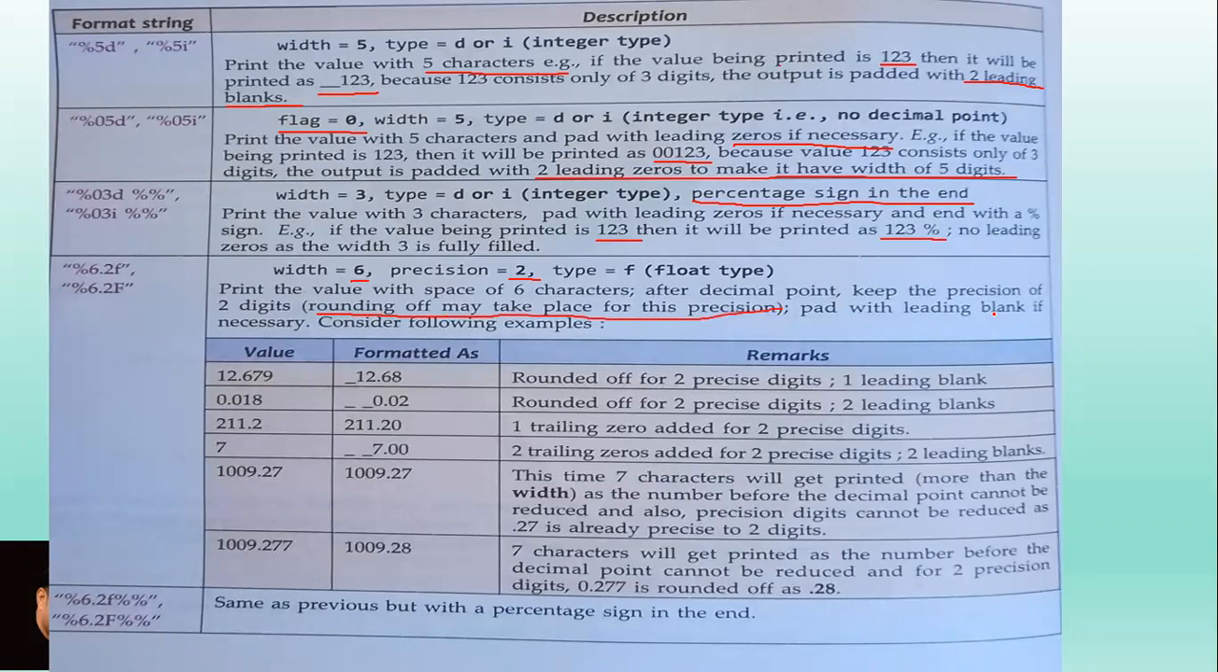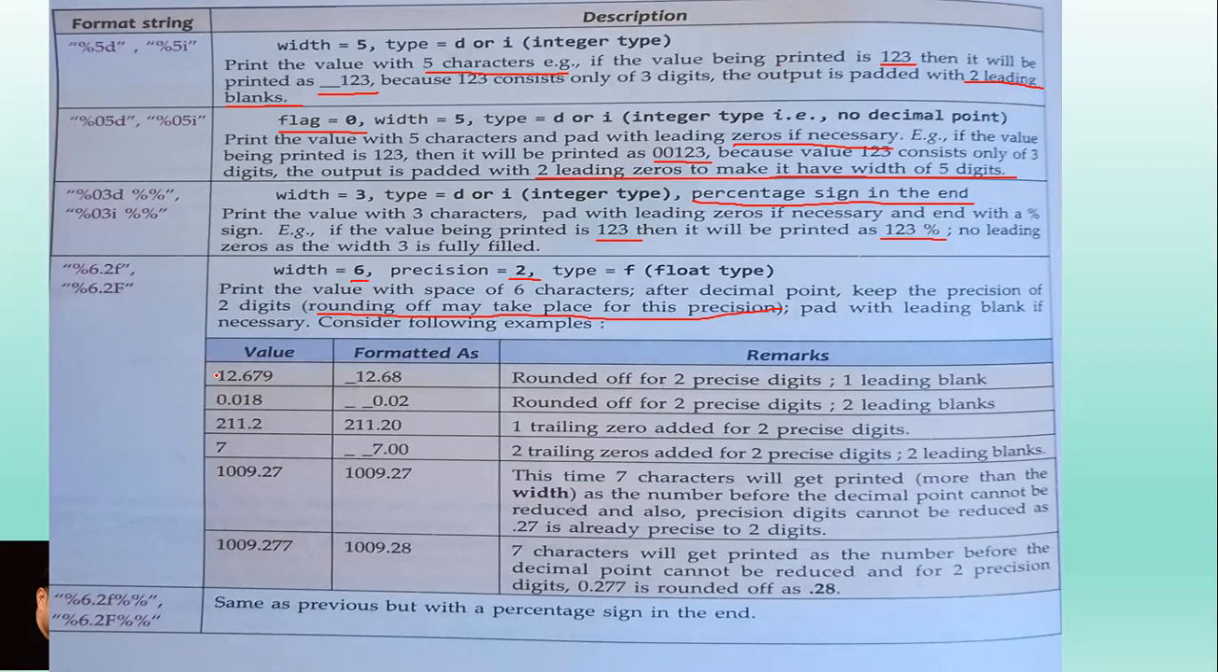Pad with leading blanks if necessary. And if we had written 0 here, 06, then it would be padded with zeros. Now we have some values here and formatted values.